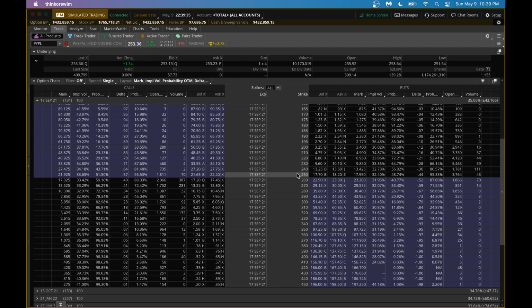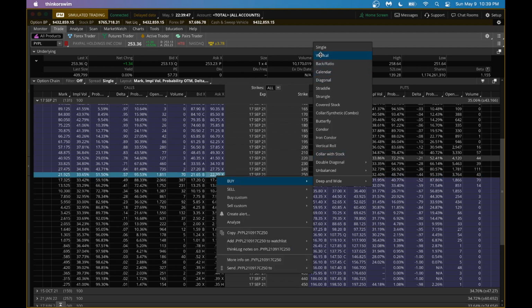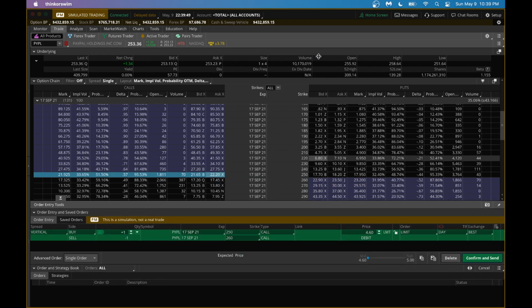I could do... So here they don't have too many price points. I would do 250, 260. Let's see how it is. So if you do 250, 260, you are paying $4.60 for a $10 wide spread. So your profit potential is really $5.40. So that's an okay risk reward. You are doubling your money.